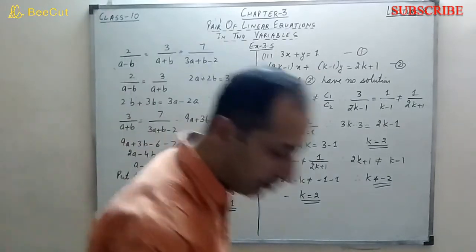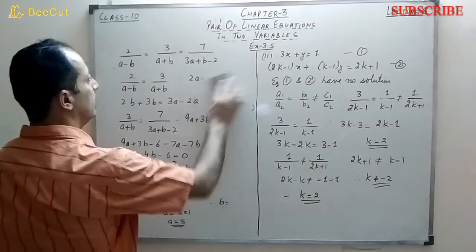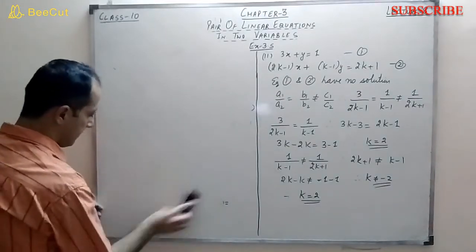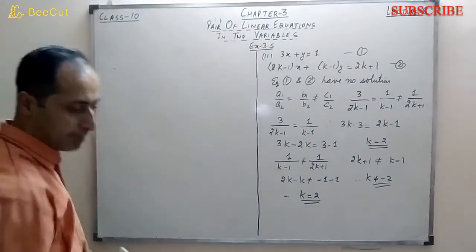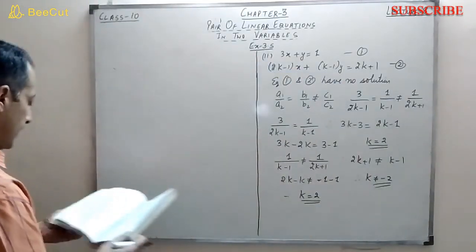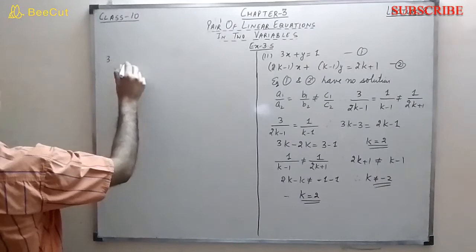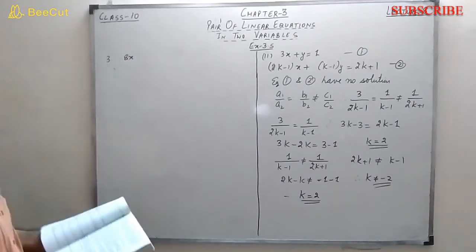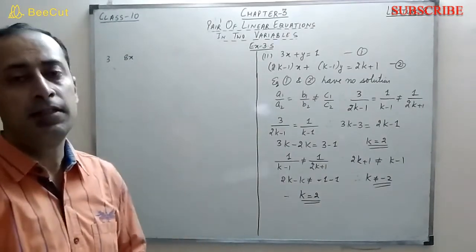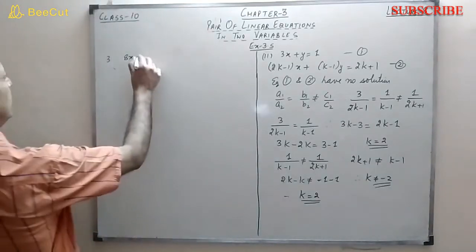Right? Now let's go to the third question, and that will be the last question for today's lecture. In the third question, we are given two equations, and we have to solve both of them using the substitution method and also the cross multiplication method. So I am just doing the cross multiplication method. The substitution method is on you. You can try it yourself, because you have already studied that.